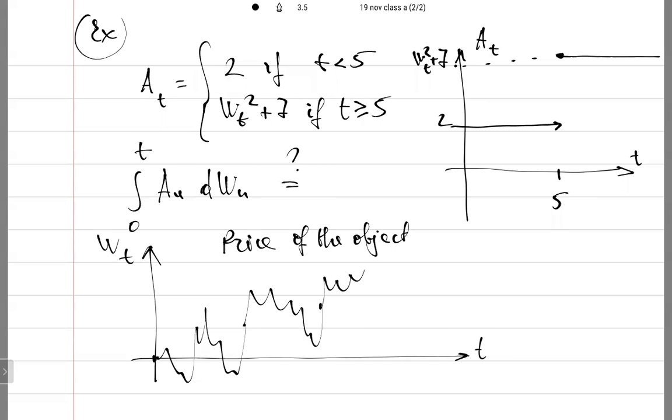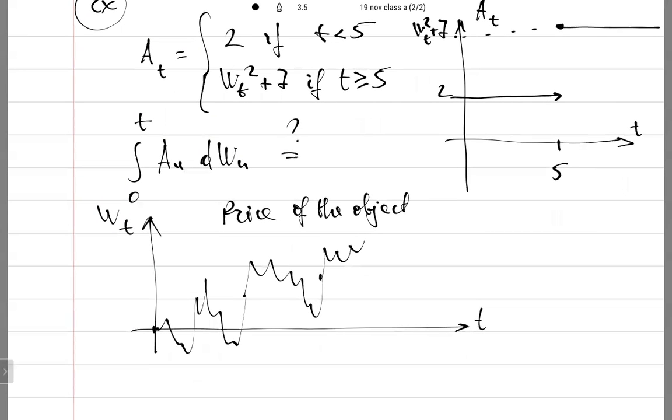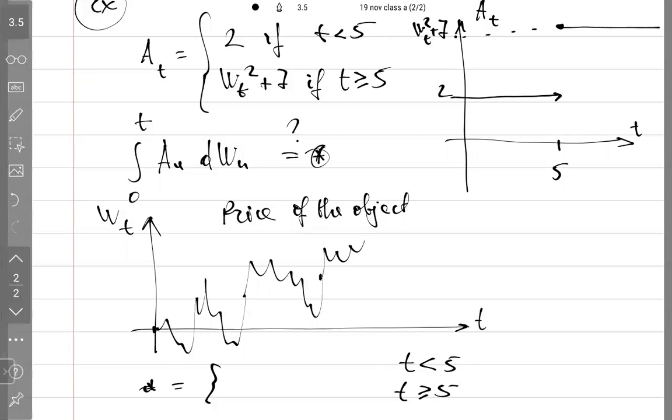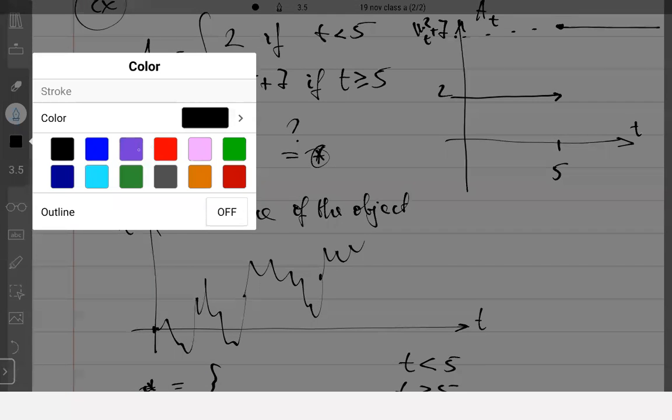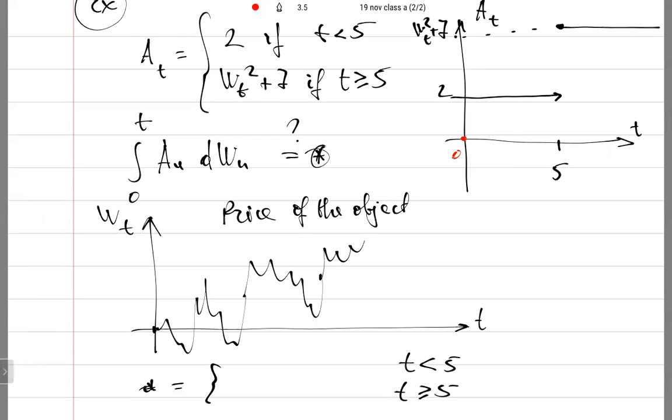What is the net profit? So we need to consider two cases: either the moment t is before 5, or t is later than 5. So in the first case, if t is between 0 and 5, let's imagine that t is greater than 0, we just have two objects and we do not do transactions.